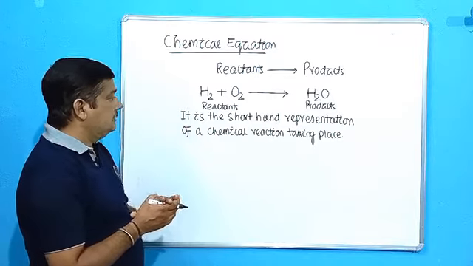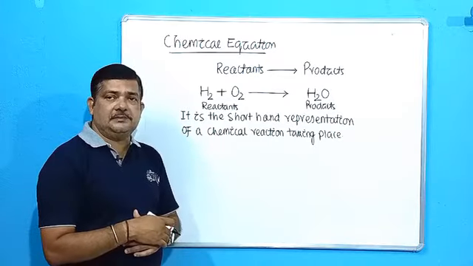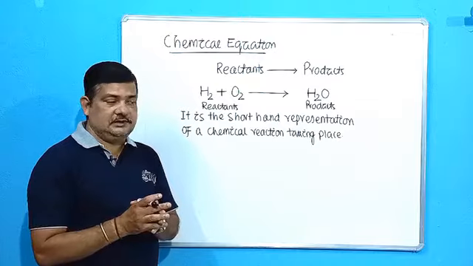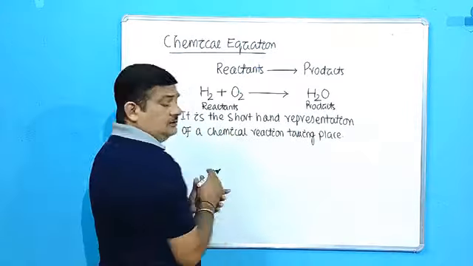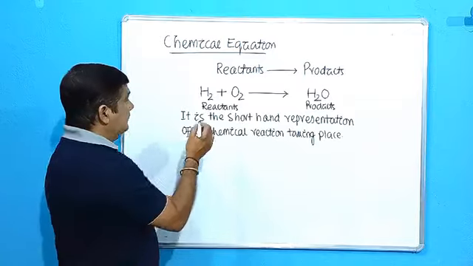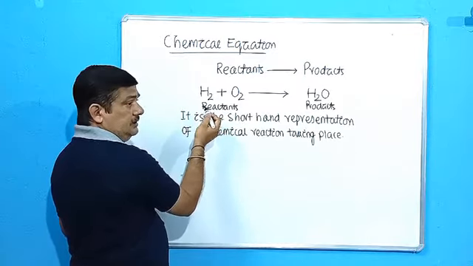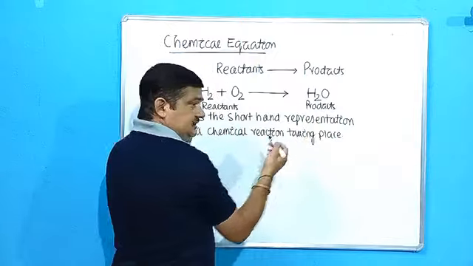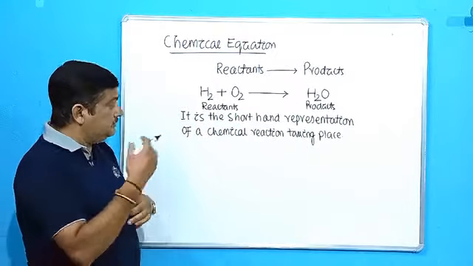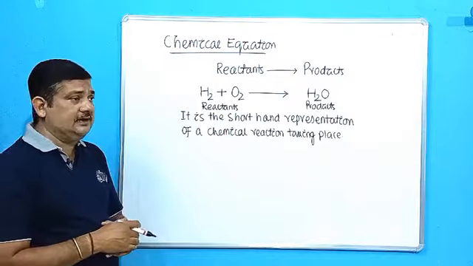Okay. So, the first condition of a chemical equation is that it must be balanced. You know the law of conservation of mass. That means the number of reactant atoms or molecules on the left hand side should be the same as that of the product molecules or atoms on the right hand side.